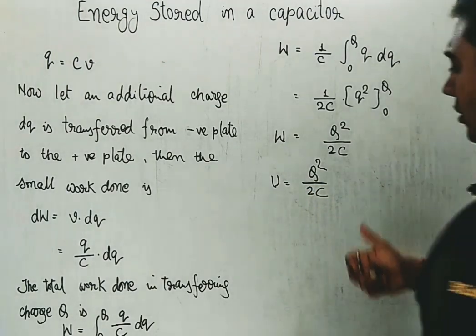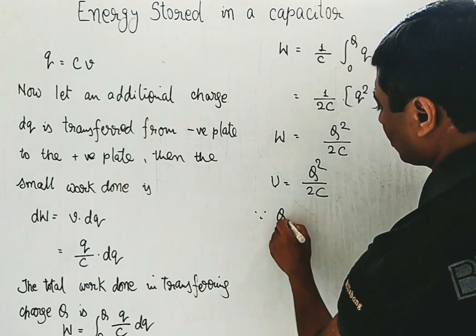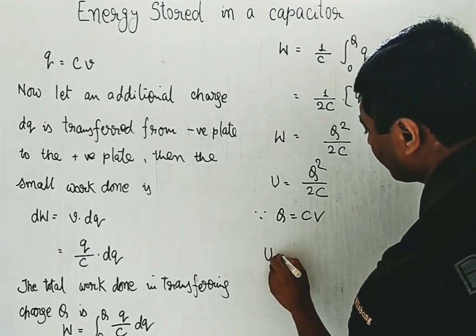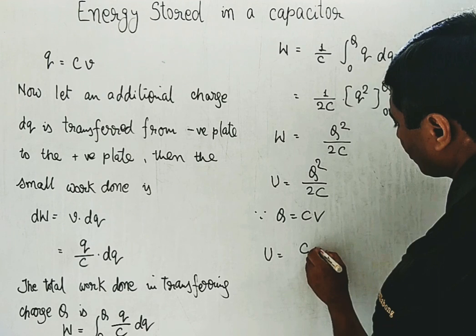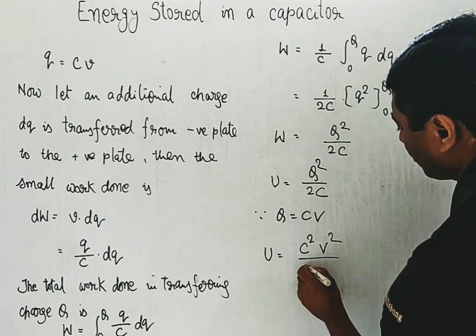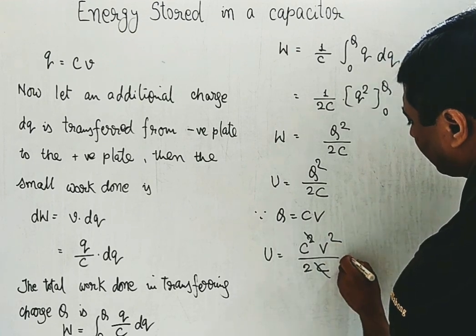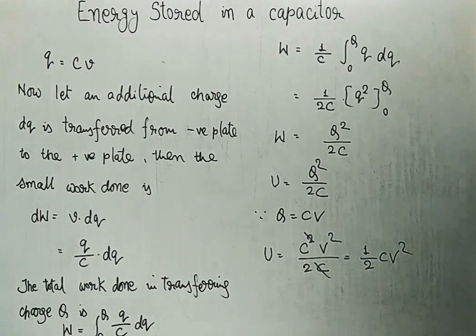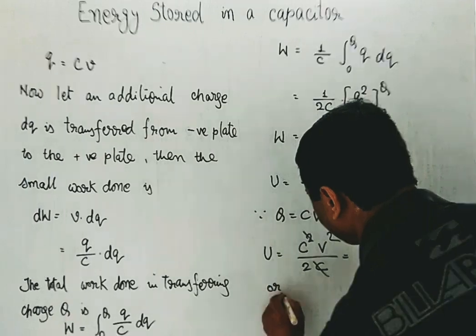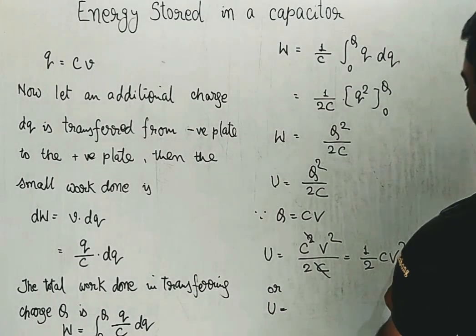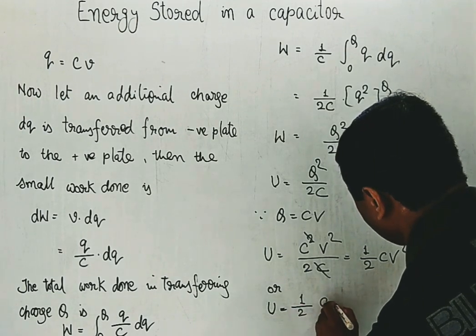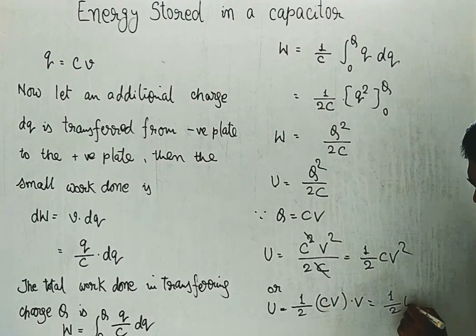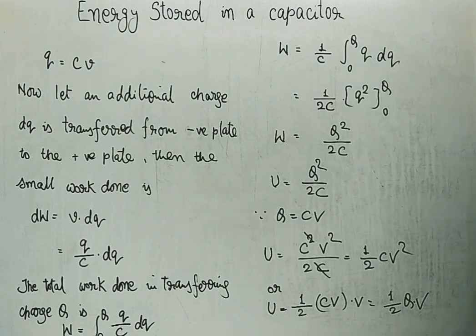This is one form. Now, since we have Q equals CV, we can write U equals C square V square upon 2C. So one C will get cancelled. The next form with us is half CV square. This is another form. Else you can write U equals half C into V, so this is Q, so half Q into V as your next form.